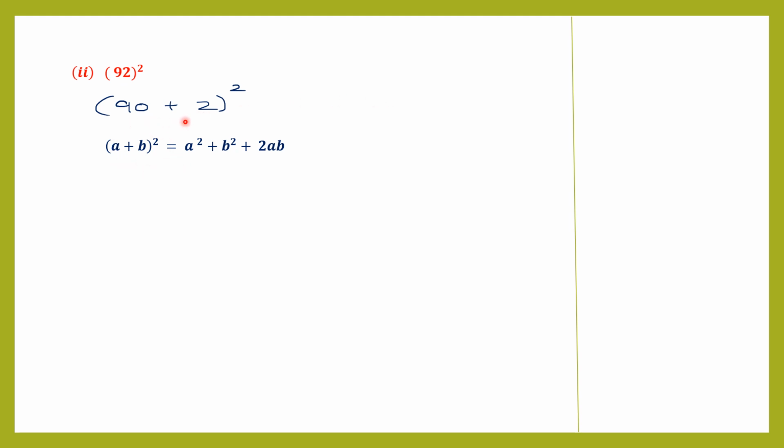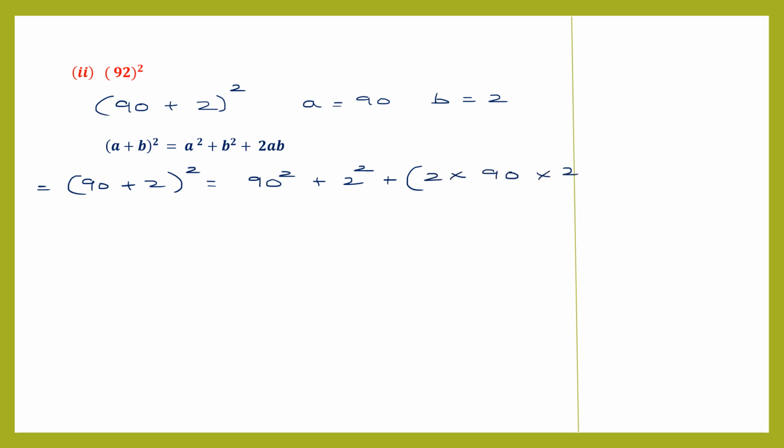So here we're going to use the formula for (a plus b) the whole square. That means this is a and this is b. So let's write out. a is 90 and b is 2. So now we're going to find (a plus b) the whole square. That means (90 plus 2) the whole square will be a square, that means 90 square, plus b square, b is 2, so 2 square, plus 2ab, 2 into a, which is 90, into b, which is 2.